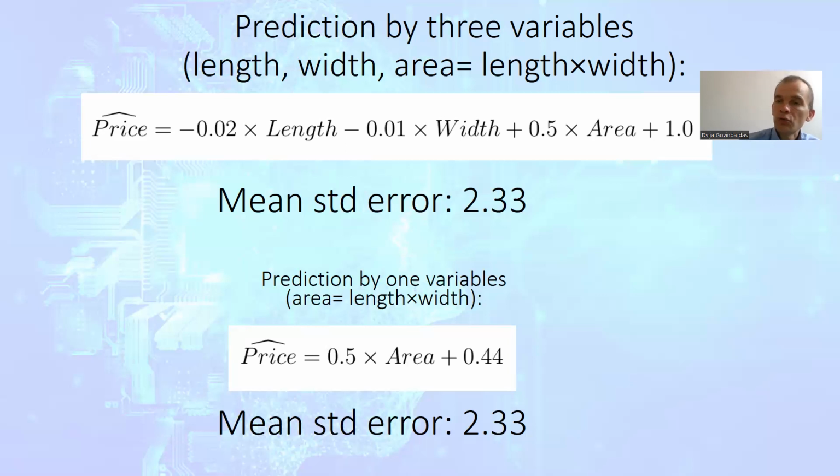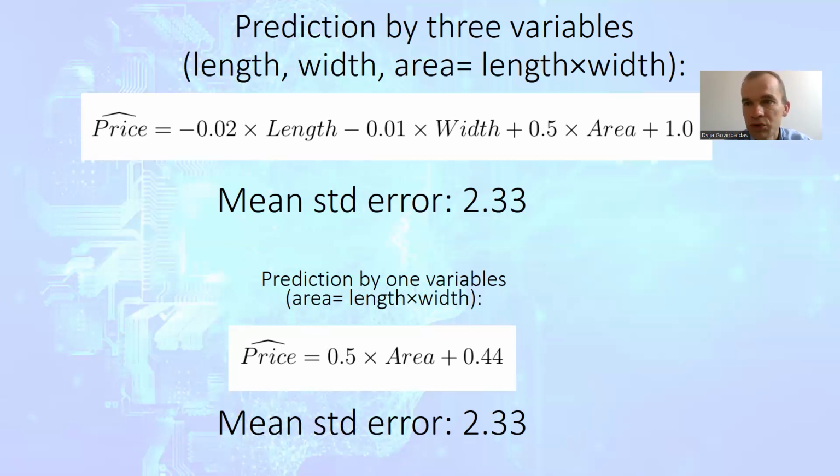And then if we take just one parameter, we abandon length and width, and we use just the area of the house. We also get a perfect approximation in this case with the same mean standard deviation error, $2,330. And the prediction of the price shown at the bottom is just 0.5 multiplied by the area of the house plus $640. So this is much simpler.